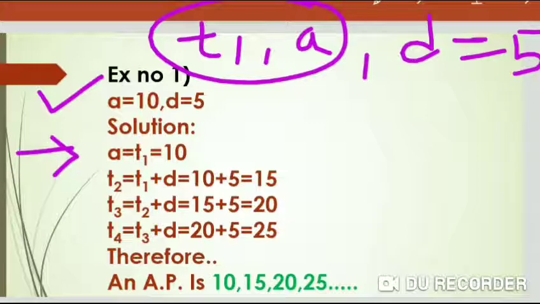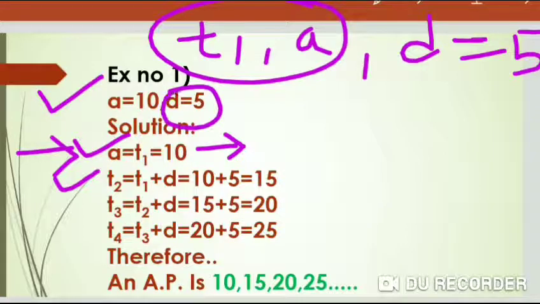See here, we write A is equal to T1 is equal to 10, which is the first term. Now how do we obtain the second term, that means T2? In case of obtaining the second term, we have to add the common difference D to the first term.